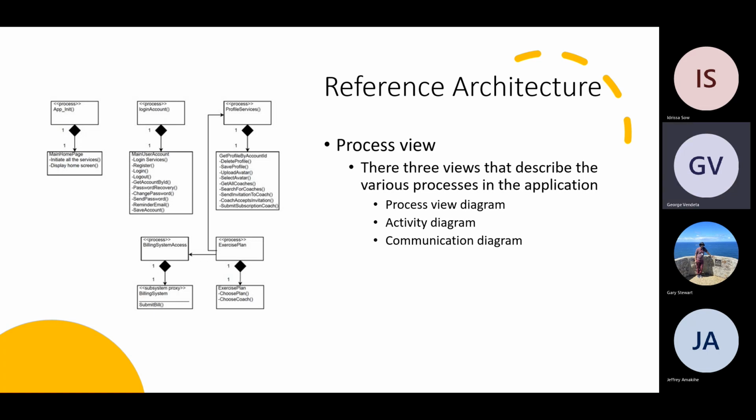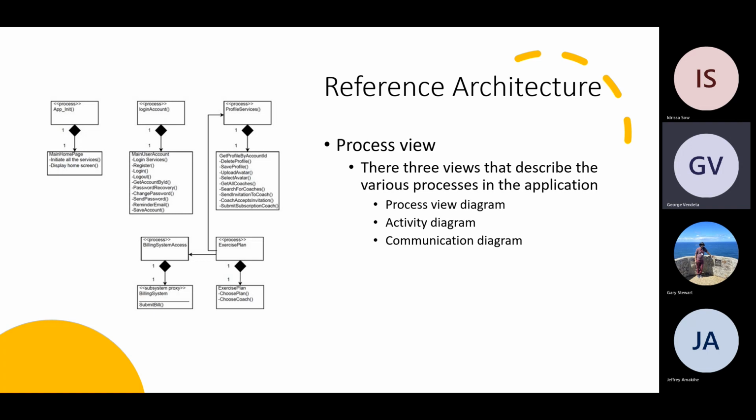In this slide, we'll take a look at the reference architecture, specifically the process view. The process view deals with the dynamic aspects of the system. It explains the system processes and how they communicate, and it also focuses on the runtime behavior of the system. What this means is that the process view addresses concurrency, distribution, performance, and scalability of the system. There are 3 views that describe the various processes of the application.